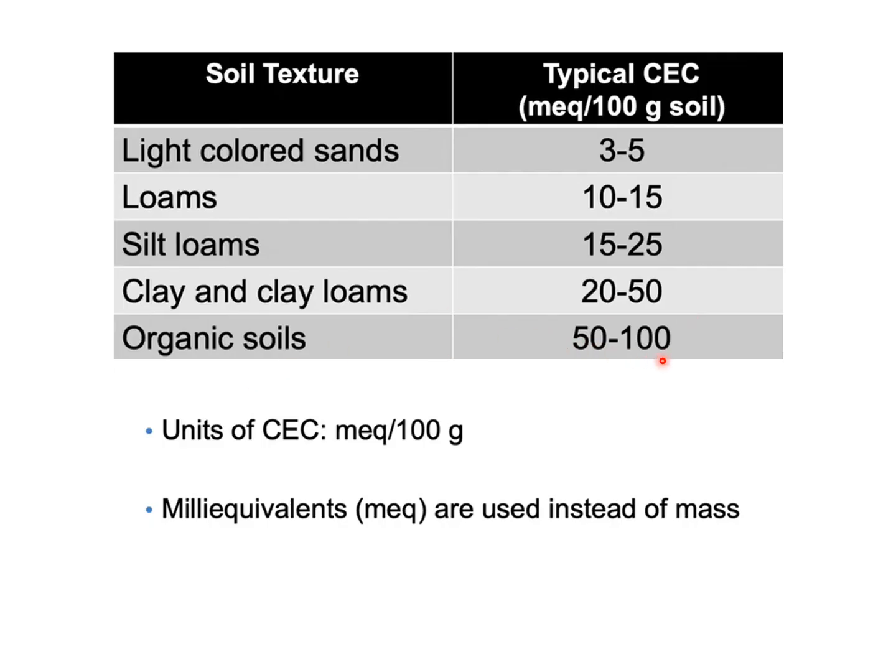That means CEC is a good parameter to assess clay and organic soils, whereas sand and silt loams are very low in cation exchange capacity. Therefore, their fertility will also be less. As I already said, the unit of CEC is milliequivalents per 100 gram of soil.